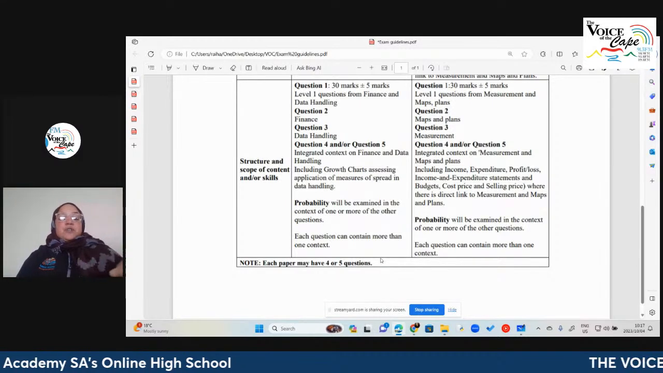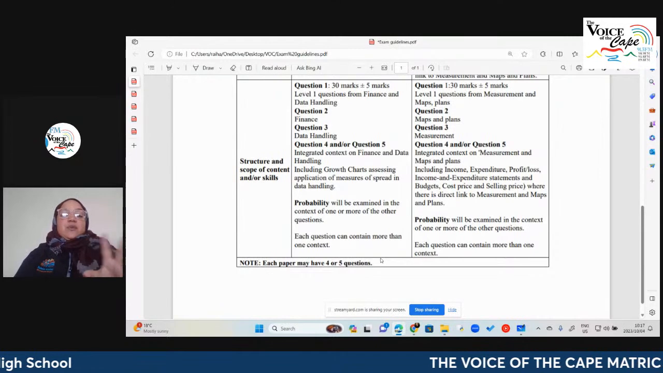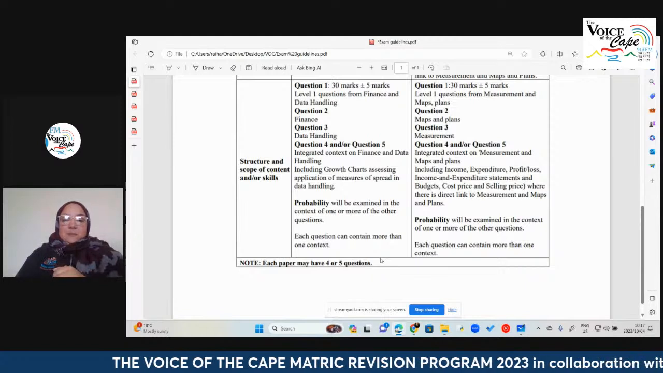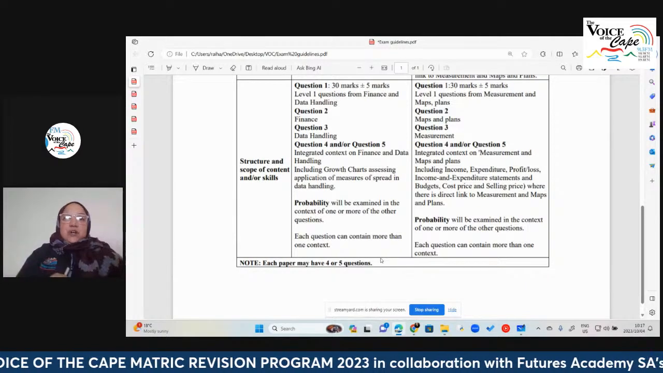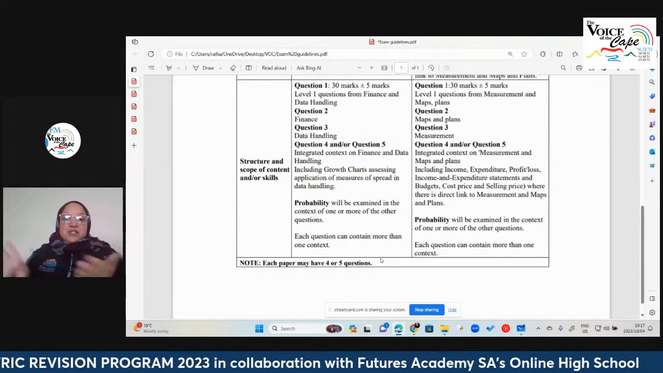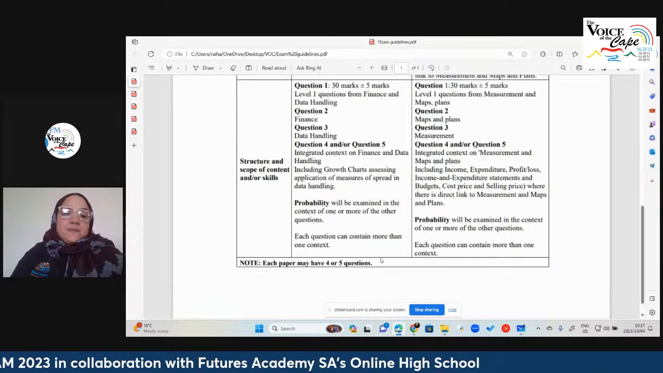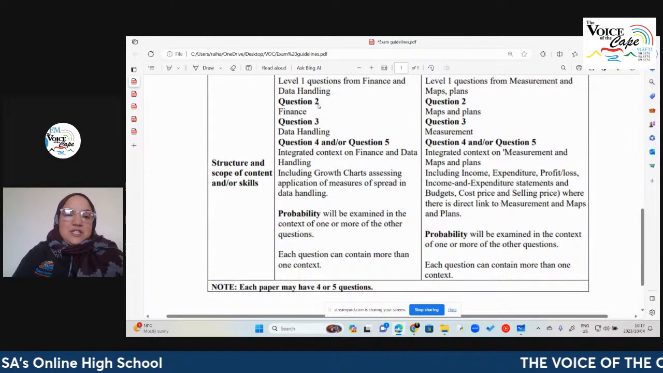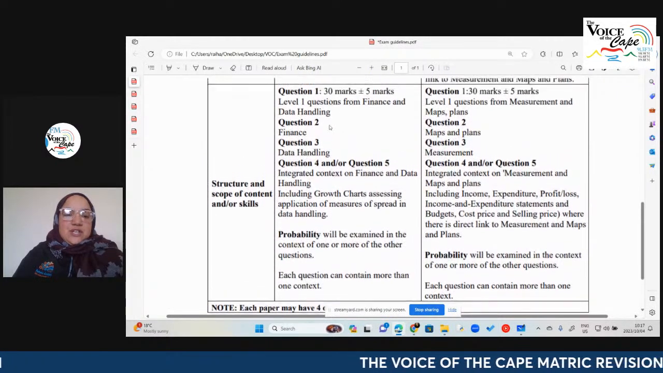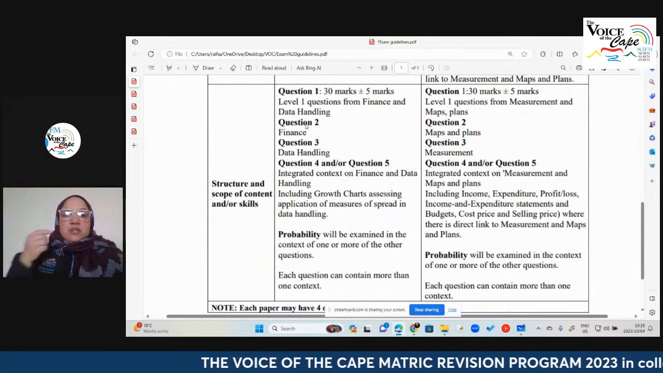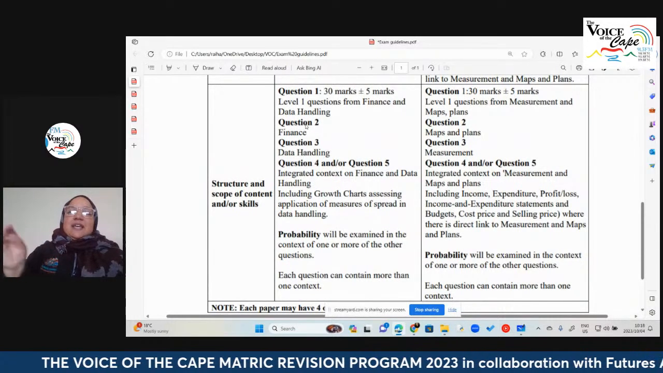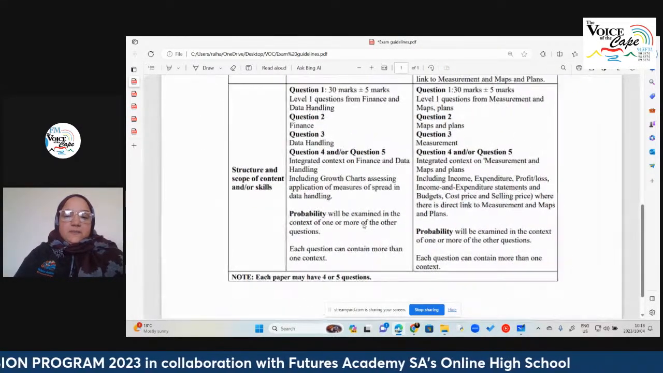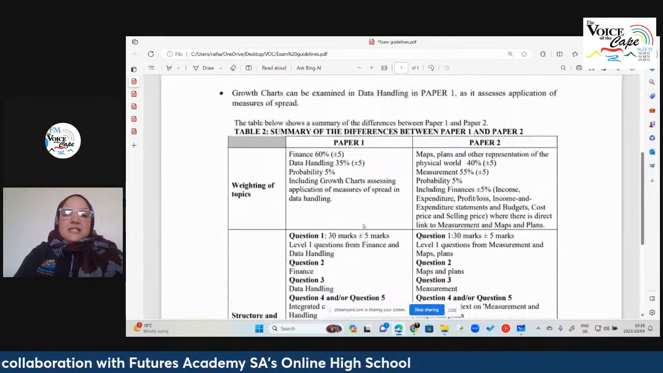And then question four, so the paper could have 4 or 5 questions. So question 4 or 5 will be finance and data handling integrated. Okay, so a finance question with data handling attached to it, or a data handling question with finance attached to it. And then probability will be examined within these questions. Okay, so usually within question two and question three and question four and five. So again, you'll see when we do the taxation questions what I mean by they are examined within those. Okay.